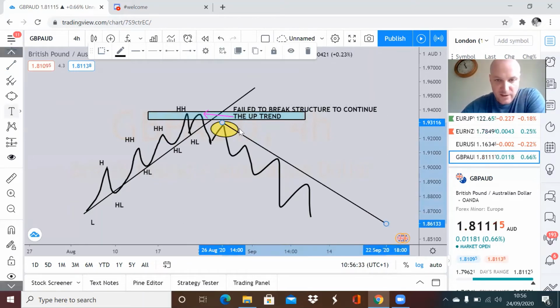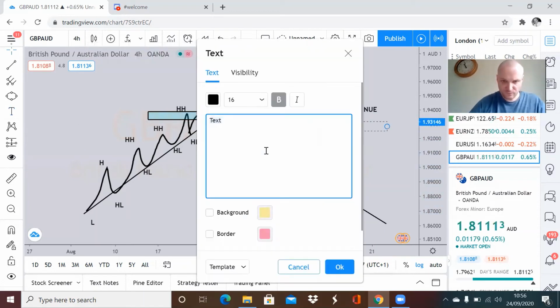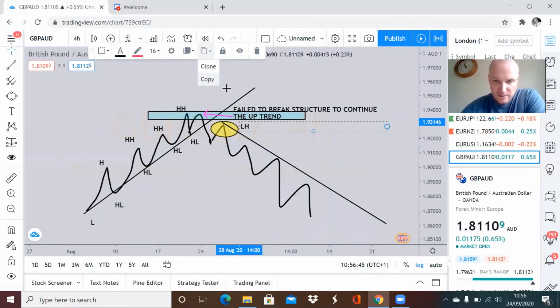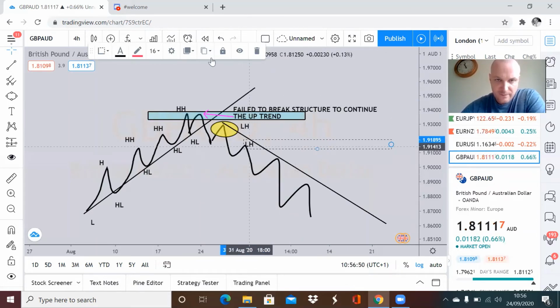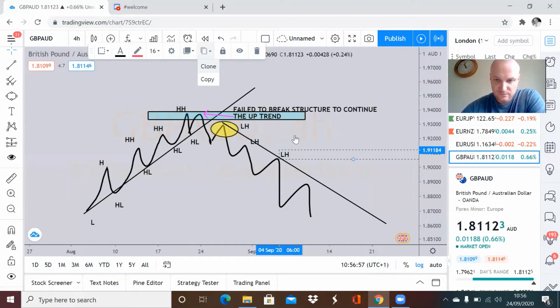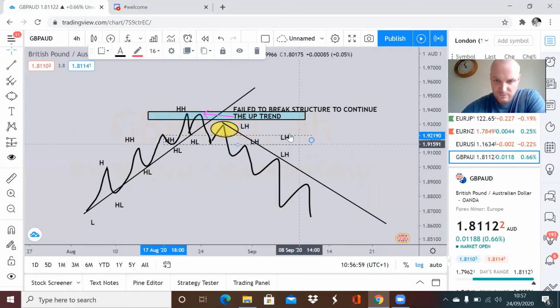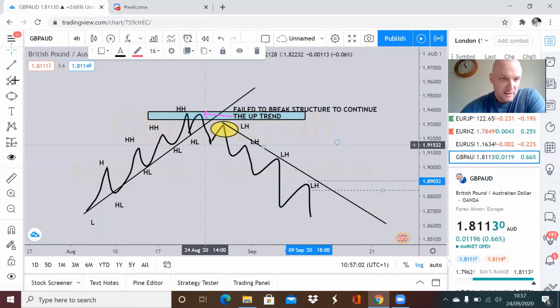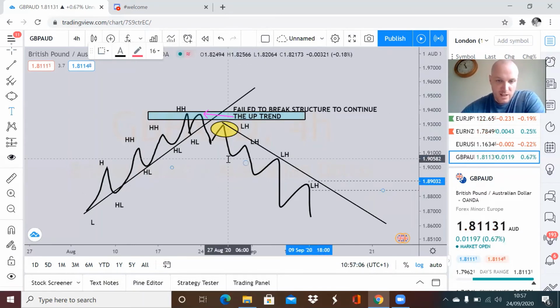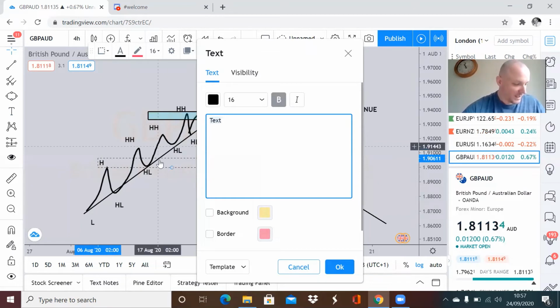So on the opposite side, we then have a lower high because we failed to break structure. Again, we're coming down. This would be the same again. A lower high, lower high, lower high. And then the corrections on here, as we're getting the pullback, these will be known as a lower low.